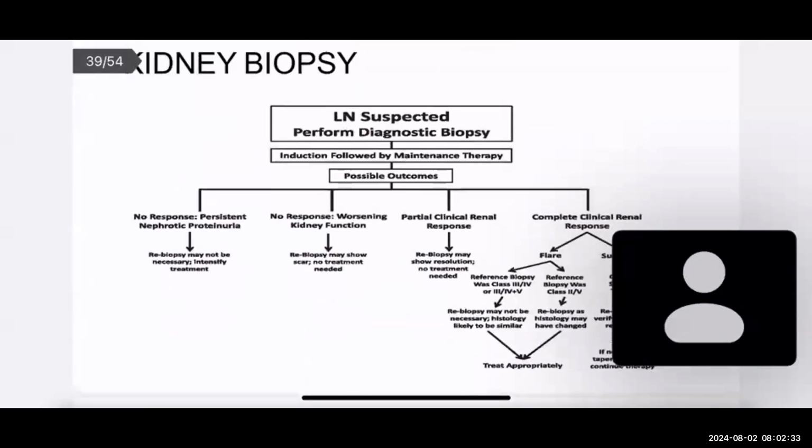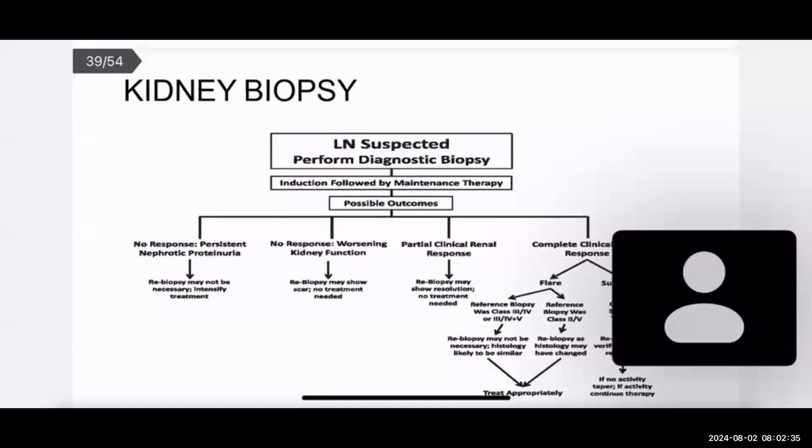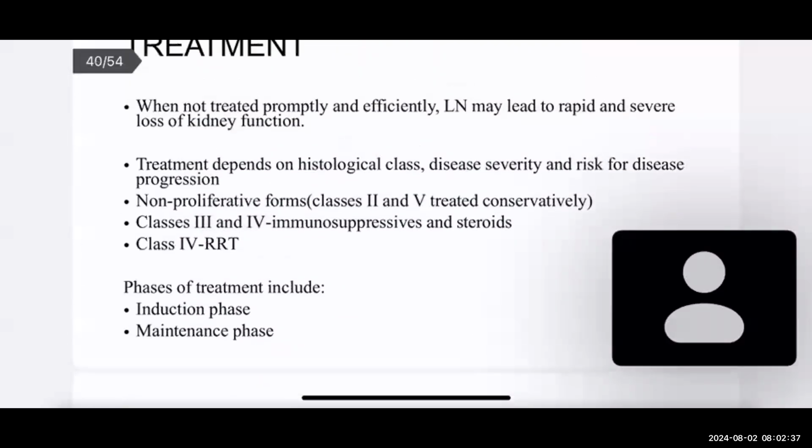So this is just a flow chart of how we go about the kidney biopsy. And then the treatment. Treatment depends on the histologic class, the disease severity, and as well the risk for disease progression. So for patients who have non-proliferative forms, that's classes 2 and 5, we manage them conservatively, while in classes 3 and 4, which are known as the proliferative classes, we use immunosuppressives and steroids.